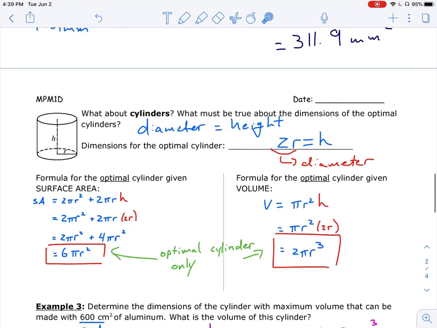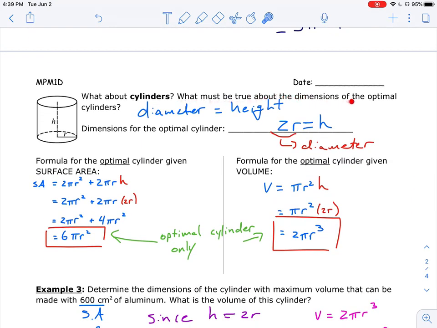So when we talk about cylinders, what must be true about the dimensions of optimal cylinders? Well, if we think about a cube, I'm just going to quickly draw it. A cube has the height, the length, and the width, terrible drawing, all the same length. So we want things to kind of be the same dimensions for every side of that object.